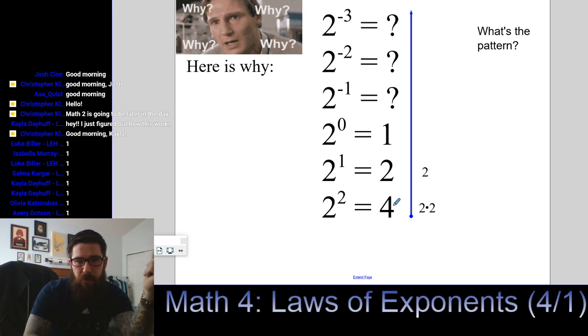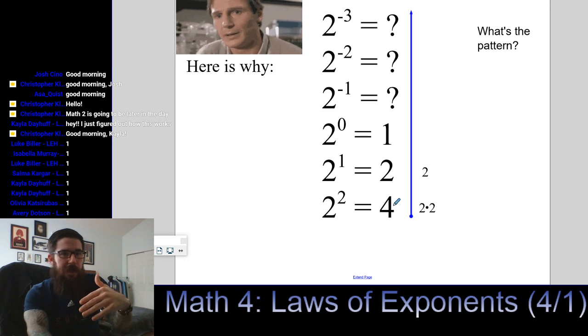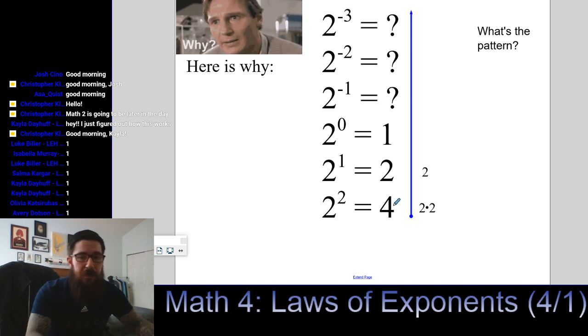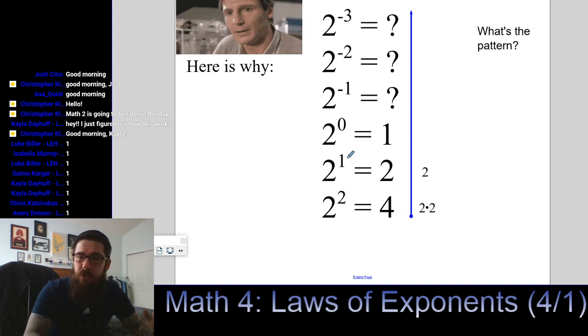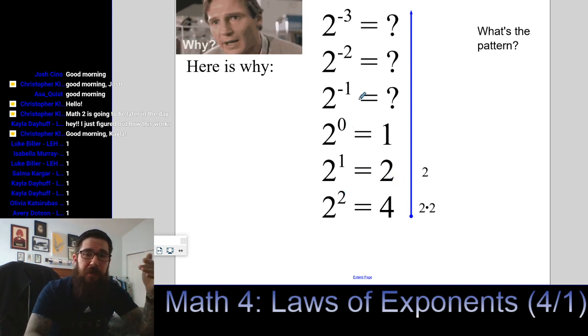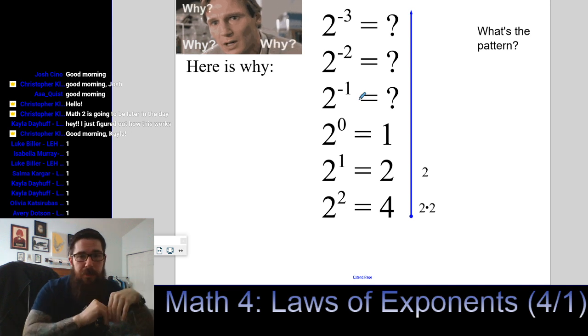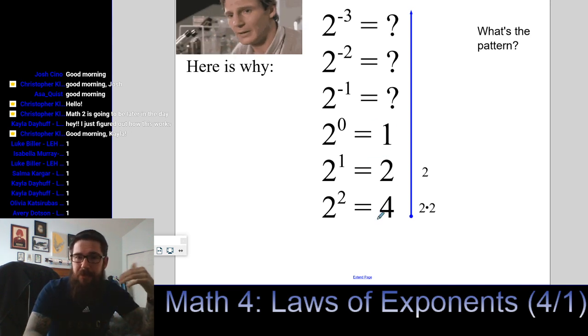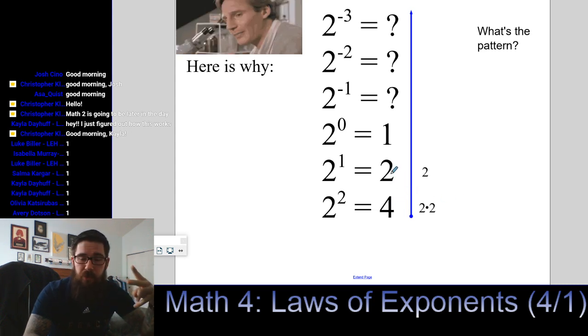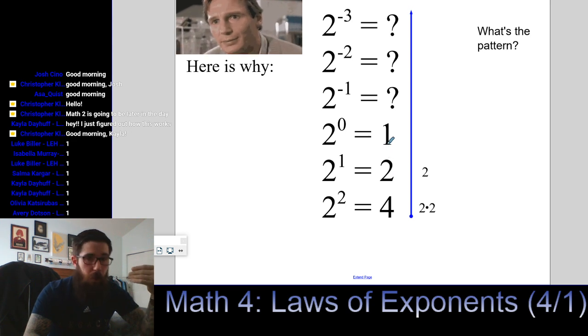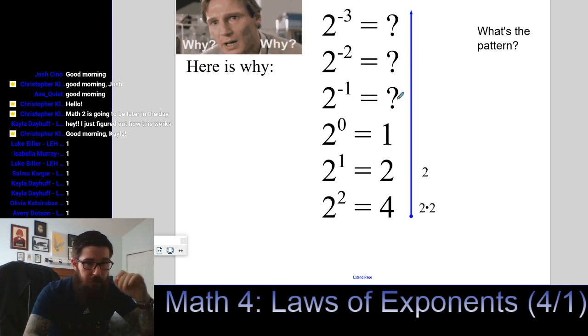If I've got 2 squared, we're going to basically take the same idea that we had for the previous law and just expand it further. Each time I decrease an exponent from 2 to 1, 1 to 0, 0 to negative 1, I'm decreasing by 1 on those exponents. What's happening to the value on the other side? It's being divided by 2. 4 divided by 2 gives me 2. 2 divided by 2 gives me 1. 1 divided by 2 is going to give me a 1/2.